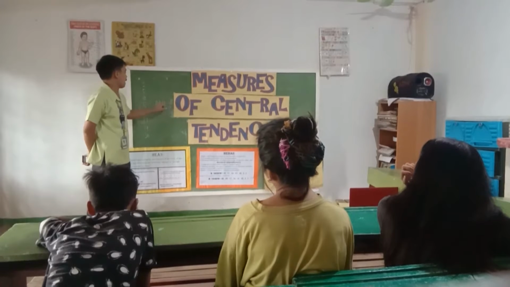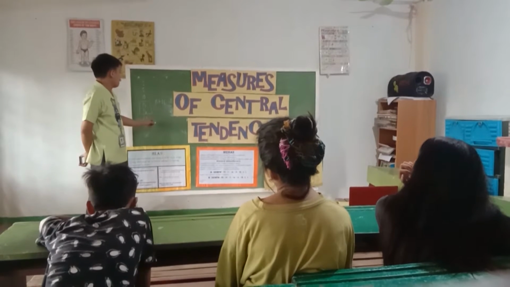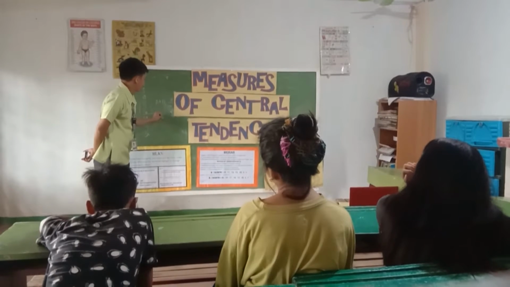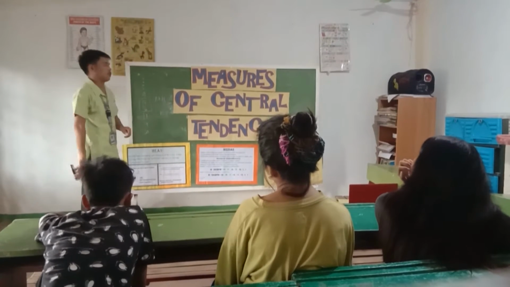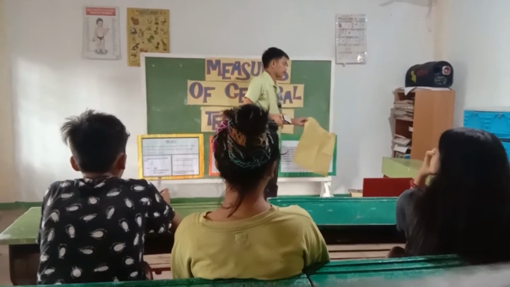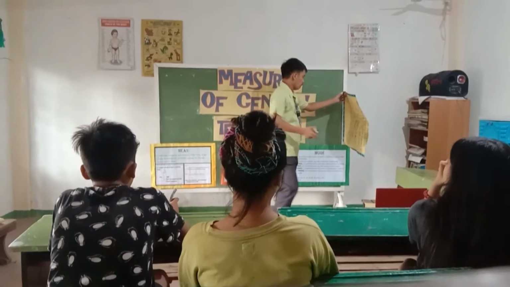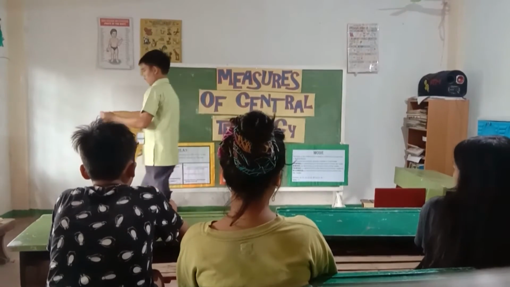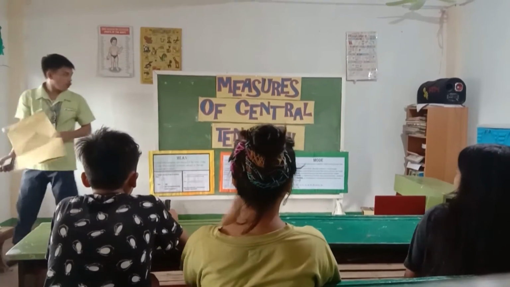31 divided by 2. So, our median is 15.5. Did you get how to get the median? Yes. The next is what we call mode. Okay, when we say mode, who wants to read?